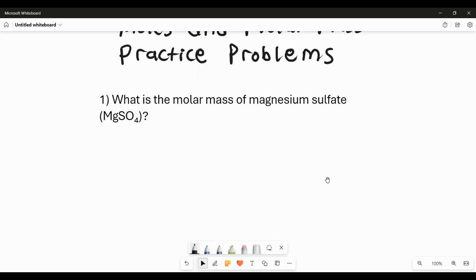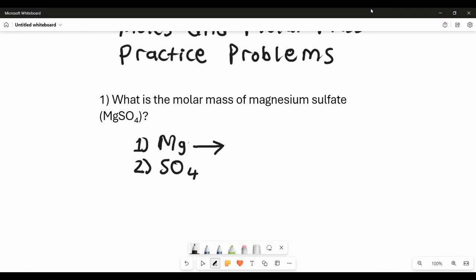Alright, so the first question that we have is, what is the molar mass of magnesium sulfate? Well, we can see here that we have two compounds that we need to consider. One is magnesium and two is the sulfate, or SO4. So we've got two things that we got to consider. So let's start calculating them one by one. So for magnesium, this is really easy. Just go straight to the periodic table.